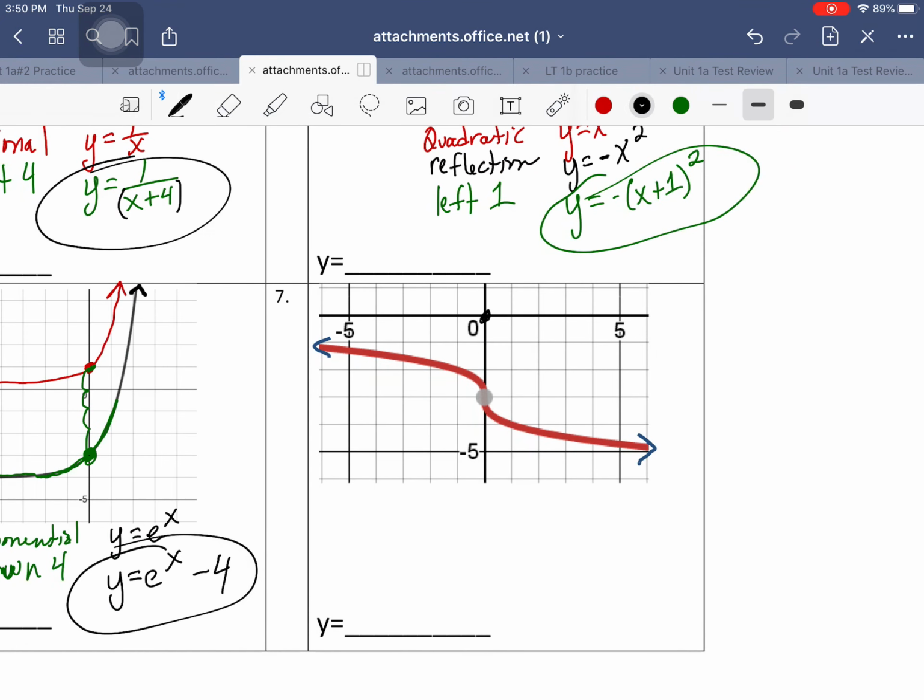Number 7, we have, looks to be a cube root function. Looks like pretty flat S looking. If you see, the orientation isn't right. I could not slide the black parent function I just had. I could not slide it, and it would trace the red at all. You couldn't do that. So that means there has to be reflection. So it's a cube root. There's a reflection.